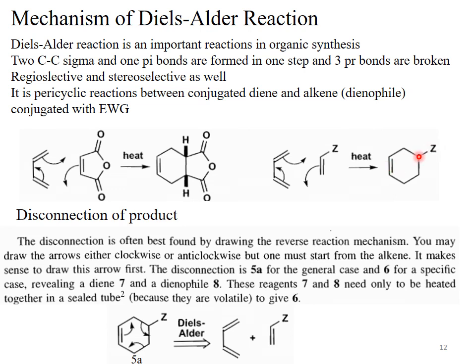It makes sense to draw this arrow first. We have to draw the arrows from the pi bond within the cyclic system during disconnection. That's a very, very important point. The disconnection in 5A for the general case and 6 for a specific case reveals a diene 7 and a dienophile. That will be discussed in the next slide.